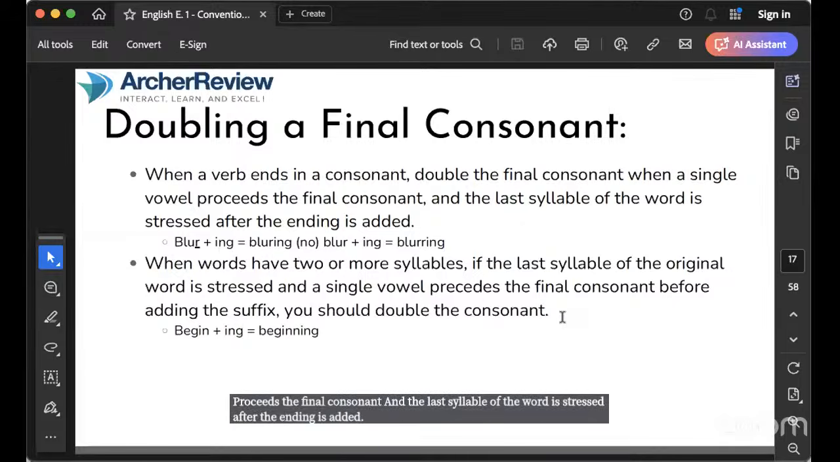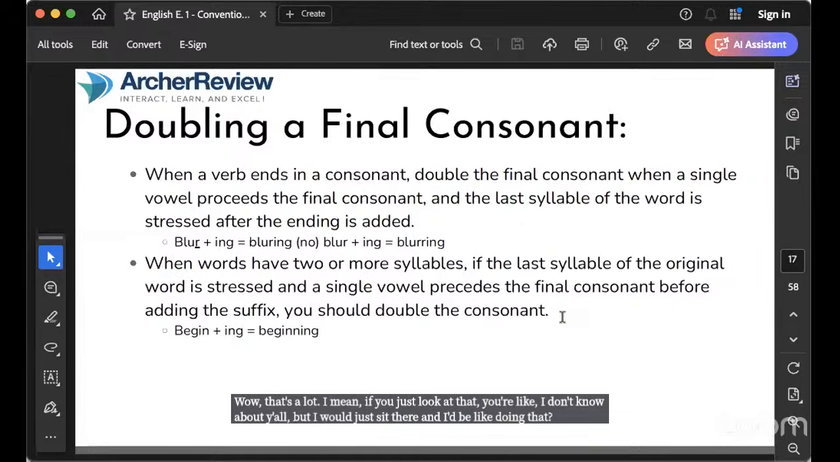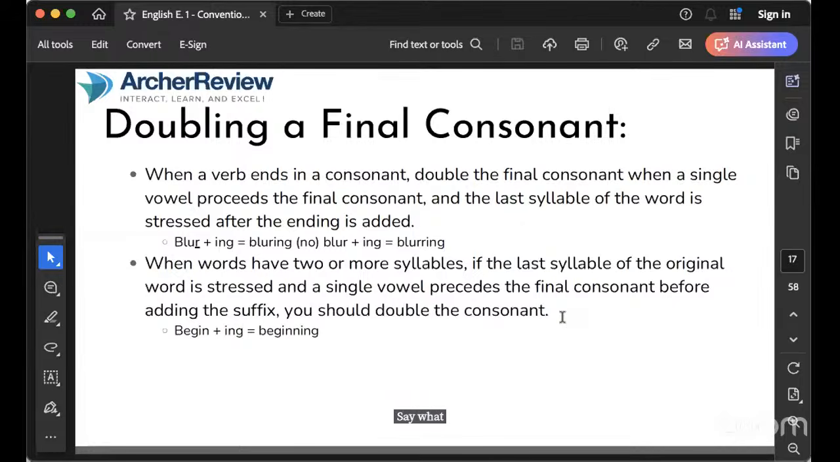Wow, that's a lot. I mean, if you just look at that, you're like, say what? Let's repeat that. So, let's look at it in action, okay? Because it's a little bit easier to break down this rule when you can see it in action.